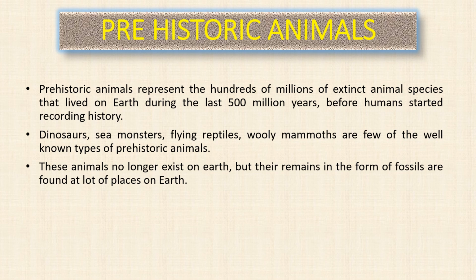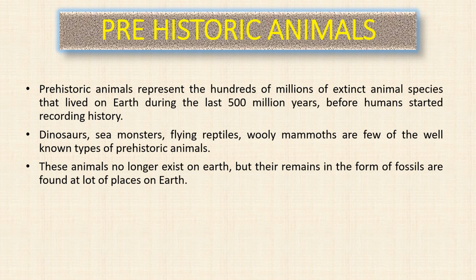As you can see on the screen, prehistoric animals represent the hundreds of millions of extinct animal species that lived on the earth during the last 500 million years before humans started recording history. Before humans started recorded history means before humans came into existence.